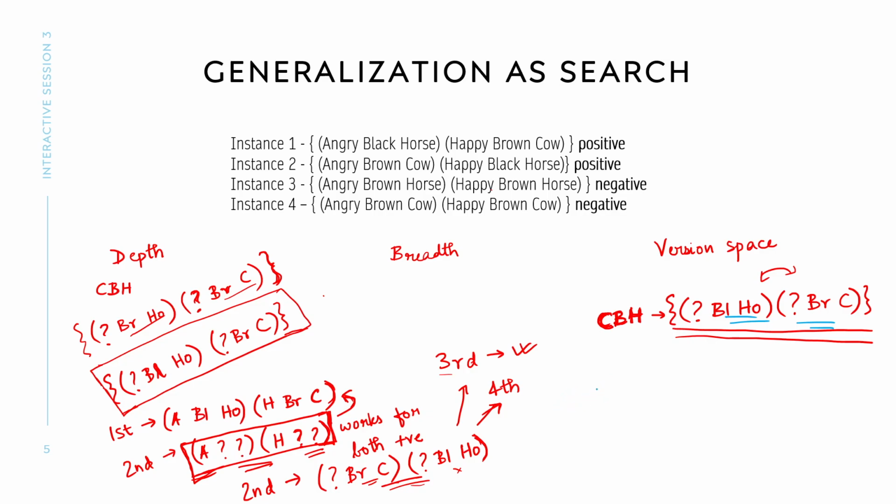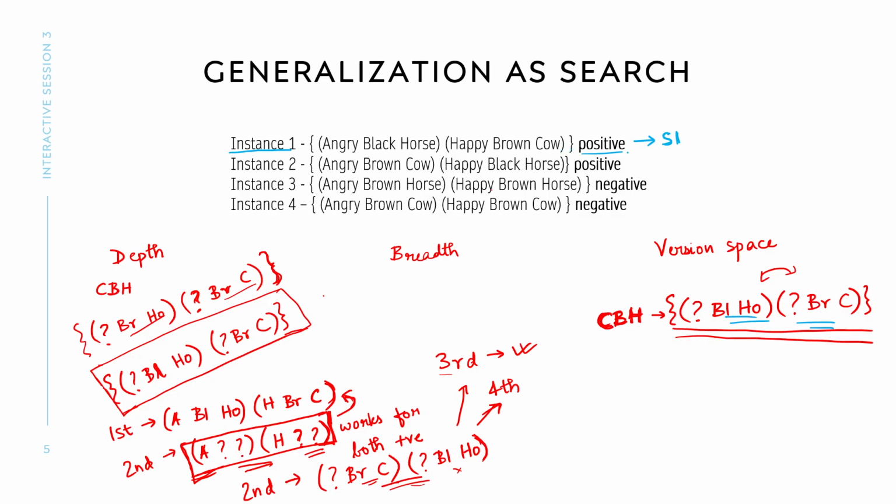But how would I start here? For depth first, we said we'd start with the most specific generalization. In this case also, since instance one is positive, we'll start with this as our most specific generalization, which we call S1. Whatever I'm writing in blue is for the breadth strategy. So S1 is angry black horse and happy brown cow.